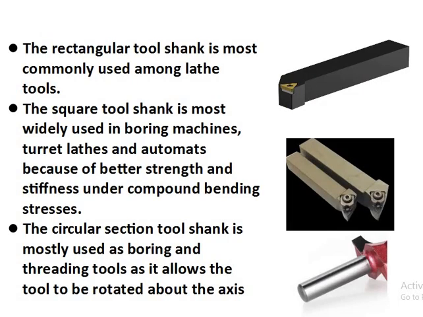The rectangular tool shank is most commonly used among lathe tools. The square tool shank is most widely used in boring machines, turret lathes, and automats because of better strength and stiffness under compound bending stresses. The circular section tool shank is mostly used for boring and threading tools, as it allows the tool to be rotated about the axis.